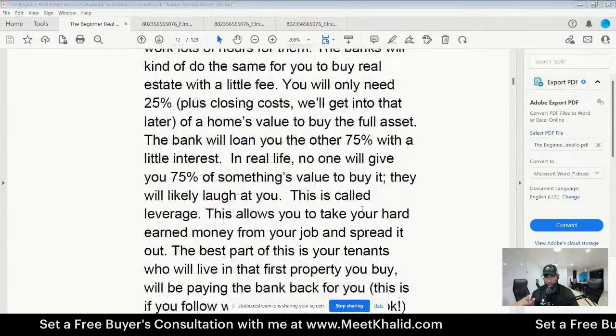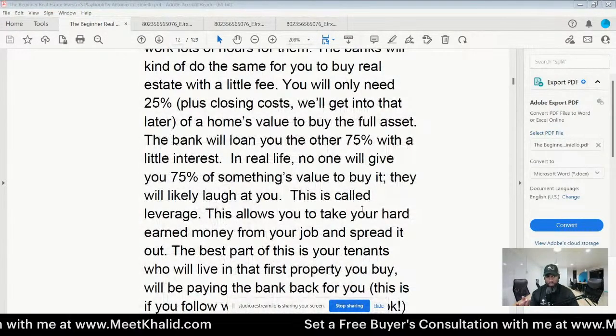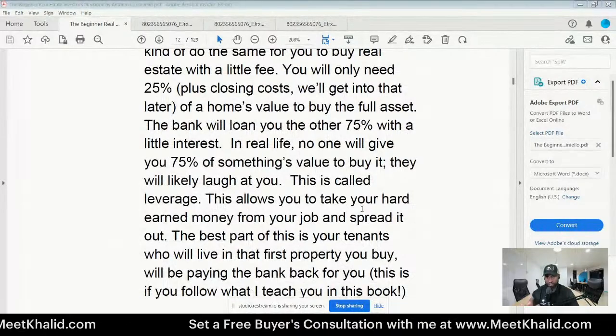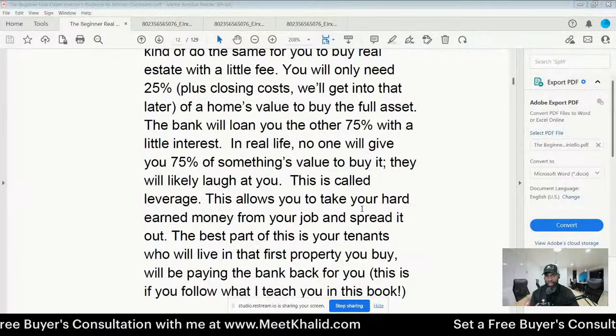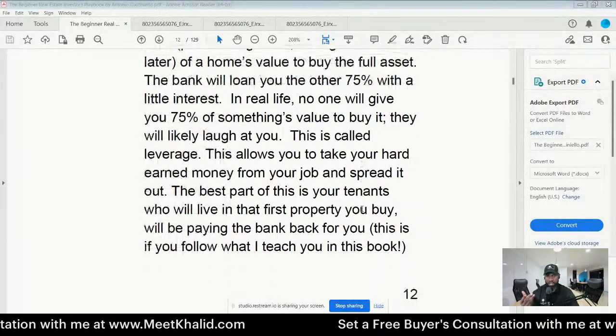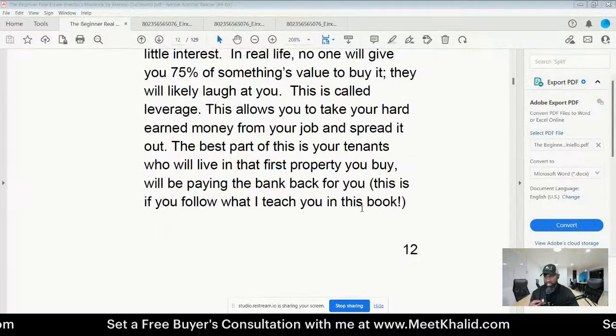The bank will loan you the percent with a little interest. In real life, no one will give you 75% of something to buy it. They will likely laugh at you. This is called leverage. So, what he's talking about here is leverage.